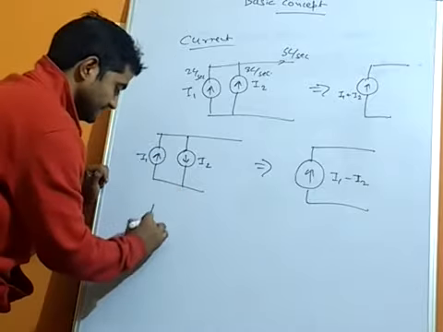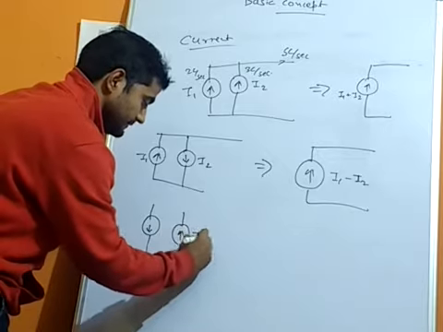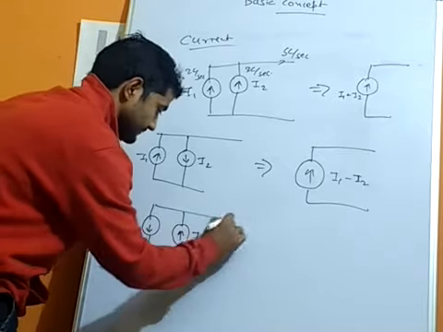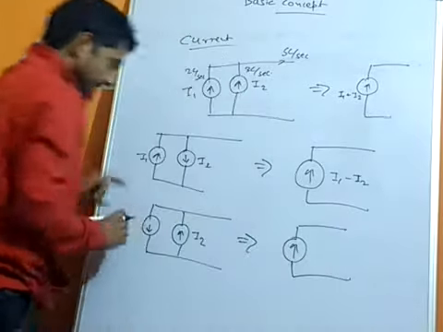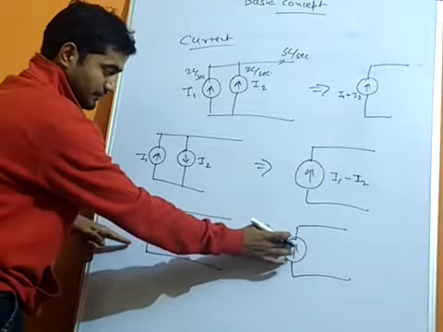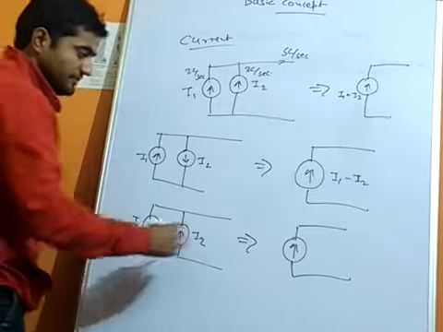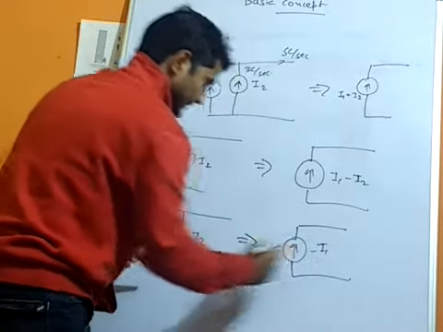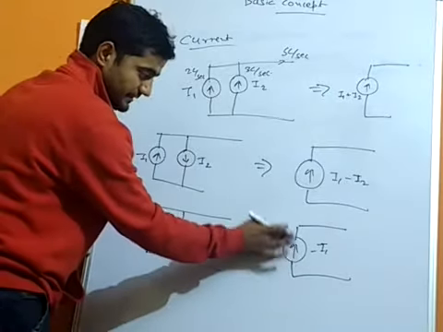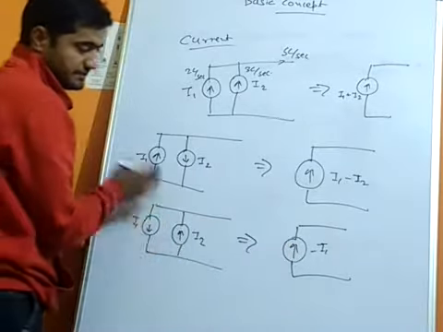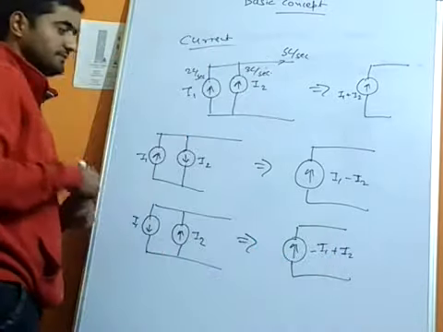Again, if we take the other case, where I1 is downward and I2 is upward, then what will happen? This will be the case. Here again the current direction is opposite in the equivalent source, and I1 is opposite to that. It means I1 will be taken as minus I1, but I2 is in the same direction as the equivalent current source, so it will be taken as plus I2. So the overall current source will be like this.